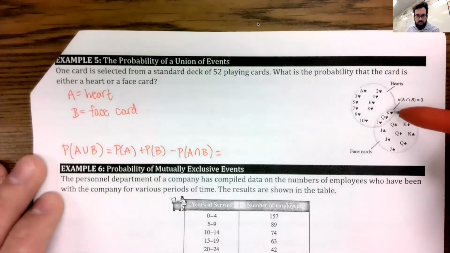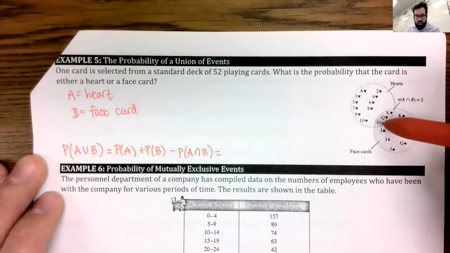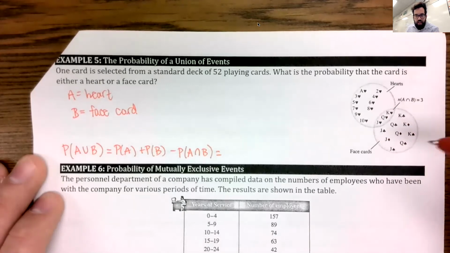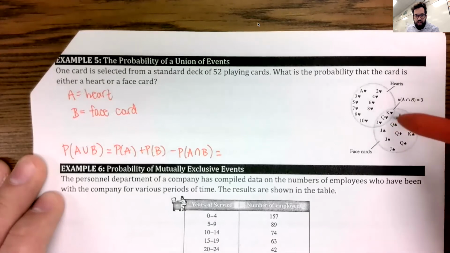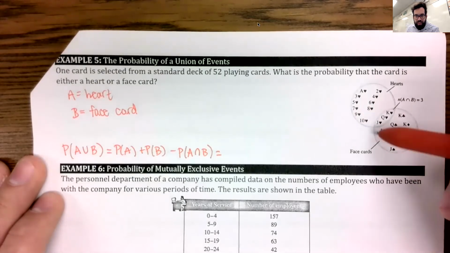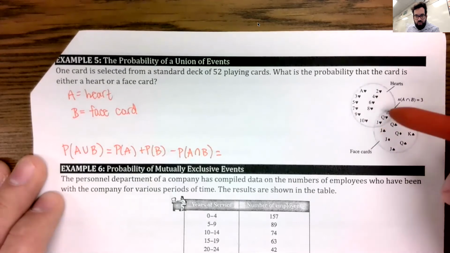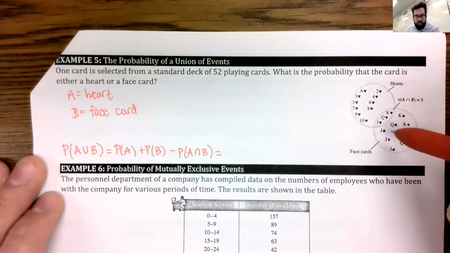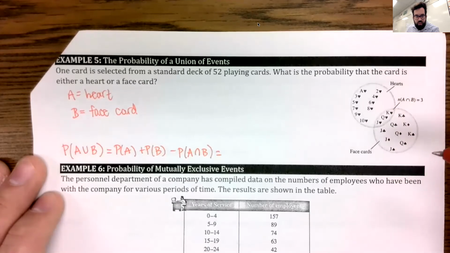So here are all of the hearts in this circle. Here are all of the face cards in this circle, all the jacks, the queens, and the kings. And there's some overlap, right? So that's called the intersection, which makes sense when you think about it like a Venn diagram. The intersection of the two circles is what we denote with this upside down U. And there are 3 cards that happen to be hearts and face cards.